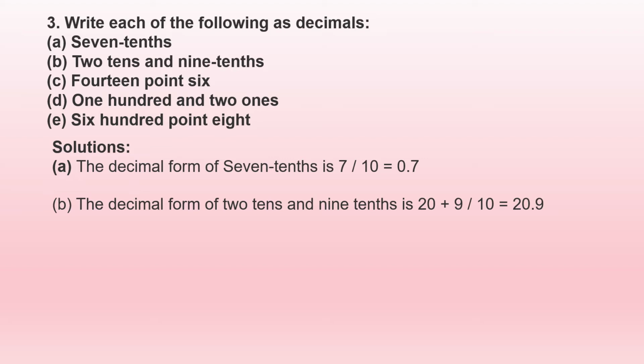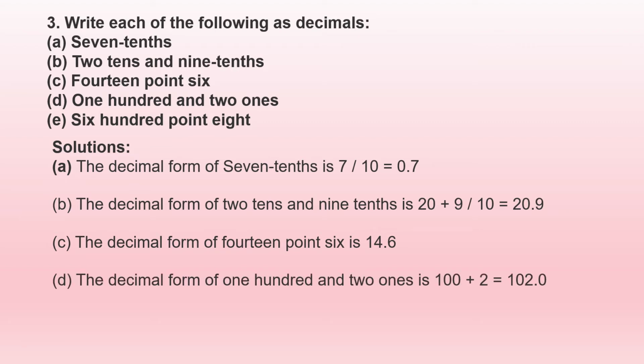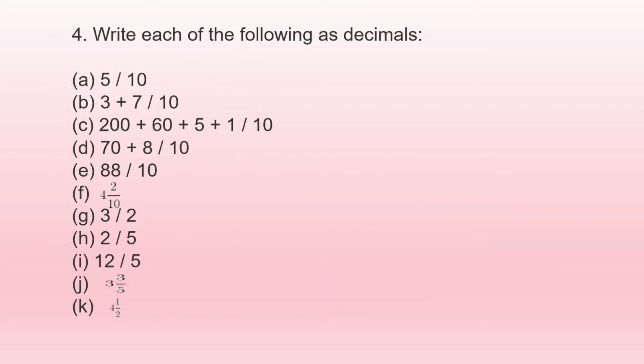14.6. So directly it's given, so we need to write 14.6. 102 ones. So 100 plus 102 ones. That's all, whole number. 600.8. So fourth question, we should write these numbers as decimals.